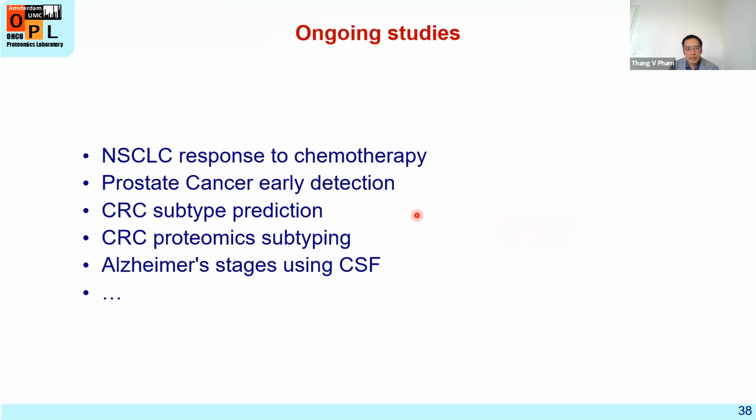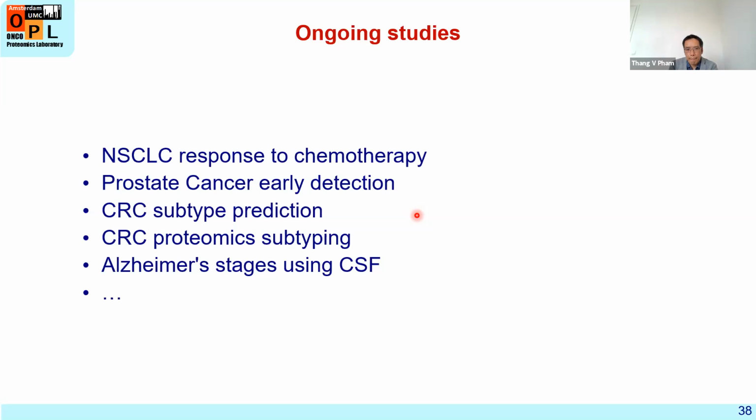And we still have a number of ongoing studies in this type of analysis, on whether lung cancer responds to new chemotherapy. We want to predict early detection for prostate cancer. For colorectal cancer, we have many studies, and one of them is a big study where people in genomics already separate subtypes, just like the breast cancer analysis.